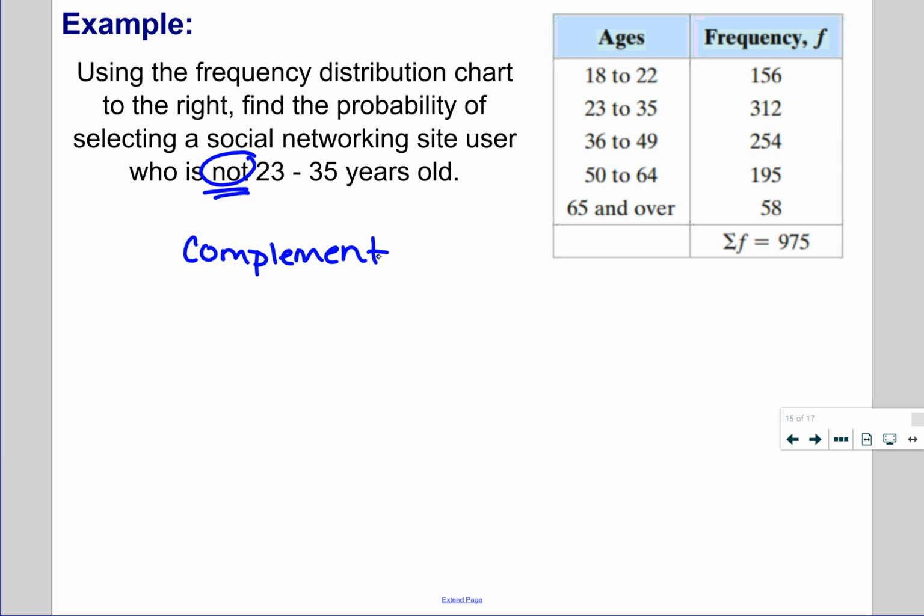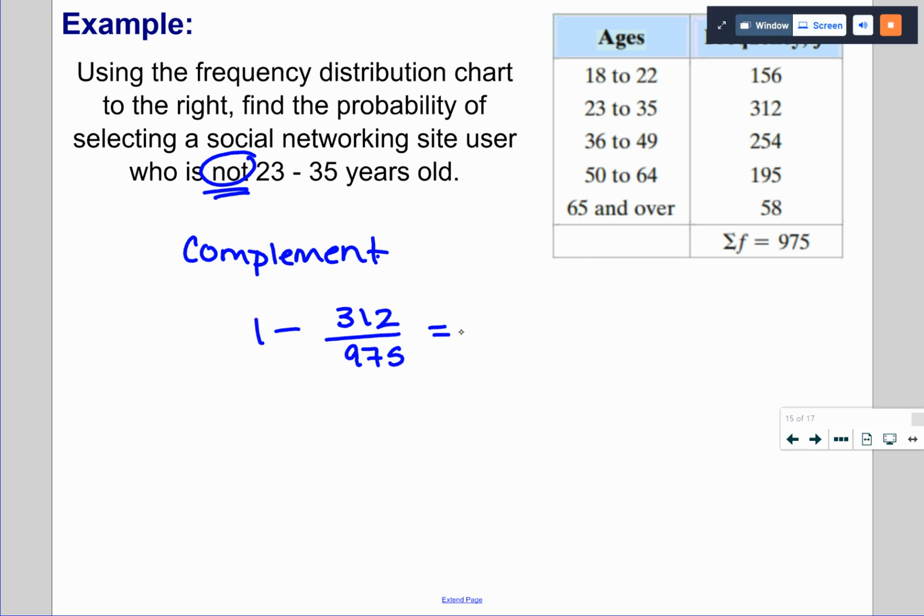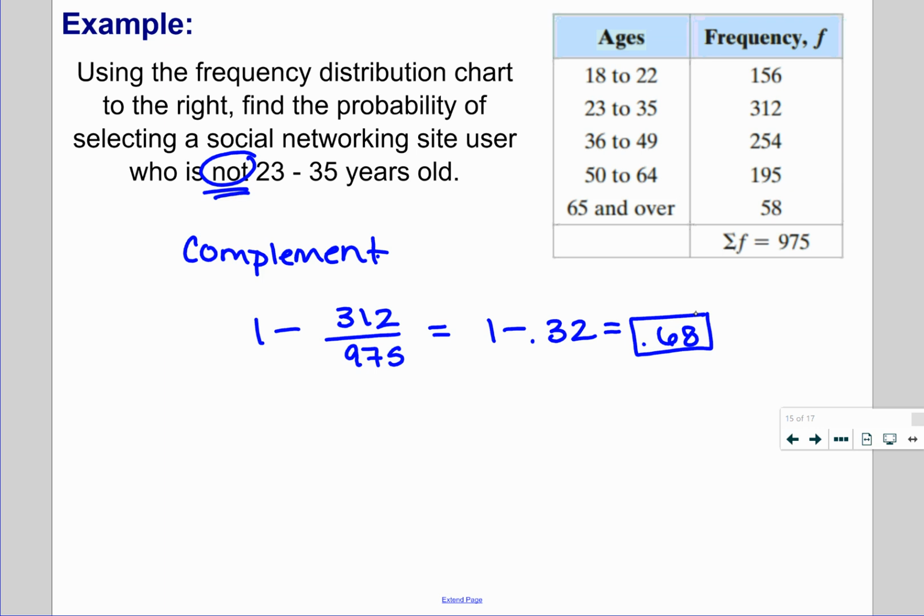The simplest way is to figure out the probability of selecting a 23 to 35-year-old, of which there are 312, and they've nicely totaled them up at the bottom for us. The sum of all the frequencies is 975. I want everybody except them, so we can use our 1 minus and get our answer. 312 over 975 gives 0.32, so the probability is 0.68. You can get that same answer by adding up all the other categories and dividing by 975, but depending on how many categories there are, it can be much simpler if you see that word and use that fact.